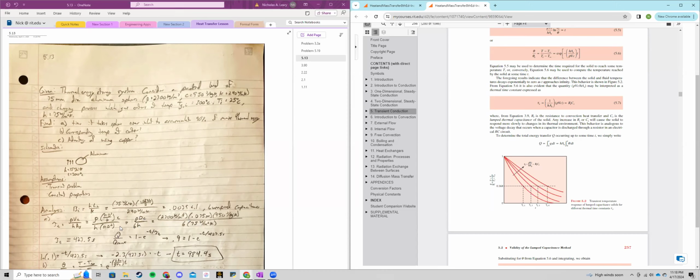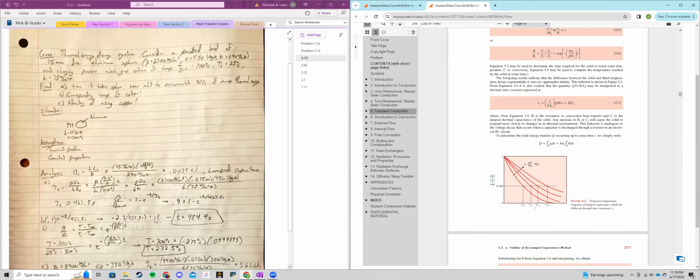So from there, we can then use Q over Q max is equal to 1 minus e to the negative t, or time, over our thermal time constant. So we know that Q over Q max is the percentage we were given up here, so it's 0.9. And then just equivalent to what I said before, but now we're plugging in our thermal time constant of 427.5 seconds.